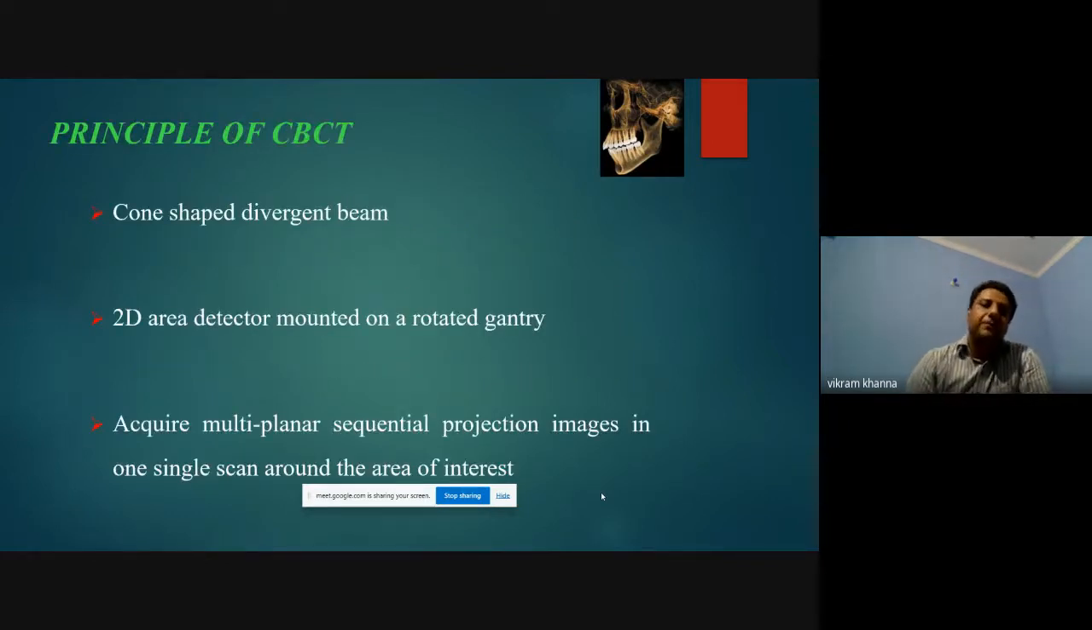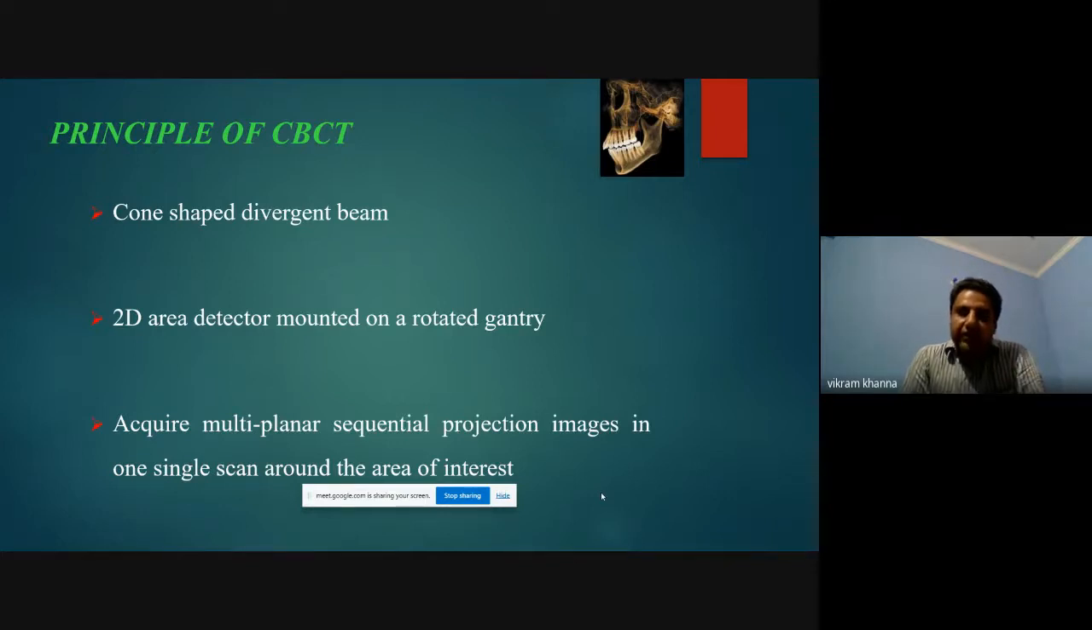The main principle of CBCT is the cone beam, a divergent beam, which comes out from the source and is detected through the detector, which is 2D, two-dimensional. Whereas in CT, it is a single array of detectors. Here in CBCT, there is an area detector. Everybody must have seen the CBCT.